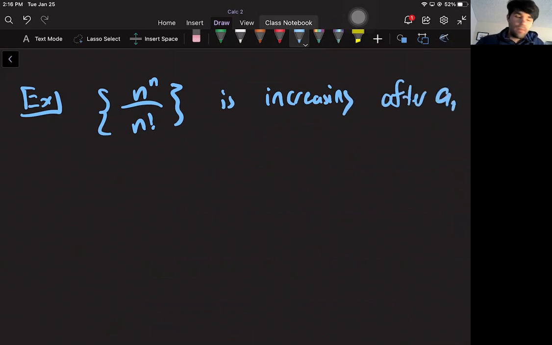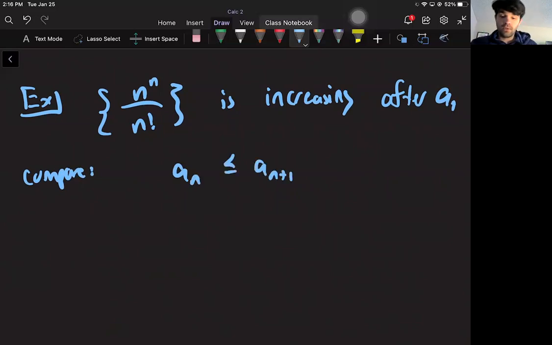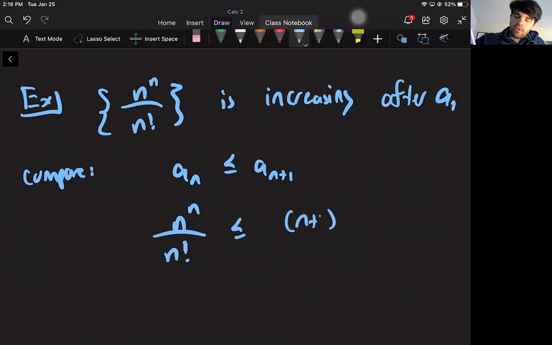So let's do a_1. Okay, so I need to compare just like always. If it's increasing, I need the next one to be bigger than the previous one. So I need it to look like that. So the left side will be n to the n over n factorial. The right side, so again, it's a replacement. I'm changing this n to n plus 1, but I'm also changing the power to n plus 1. And then down here, I have (n plus 1) factorial again.